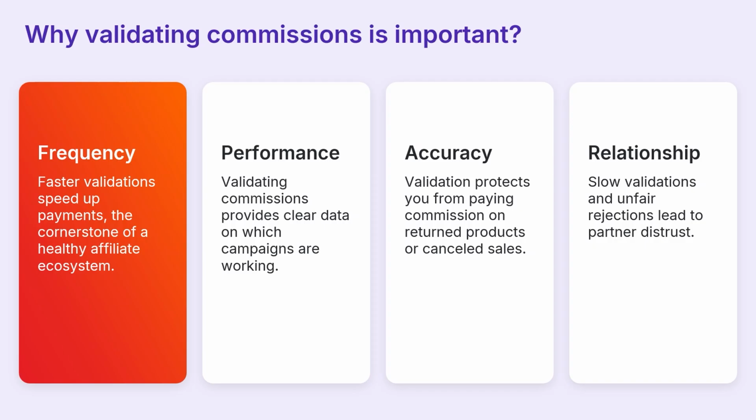Make sure that you're prompt. Faster validation speeds up payments, which is the cornerstone of a healthy affiliate ecosystem. And be transparent. Always provide reasons for declined transactions, as high rejection rates can cause publishers to favour your competitors.